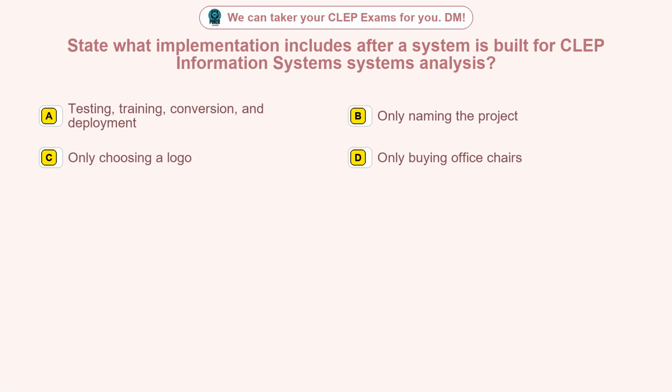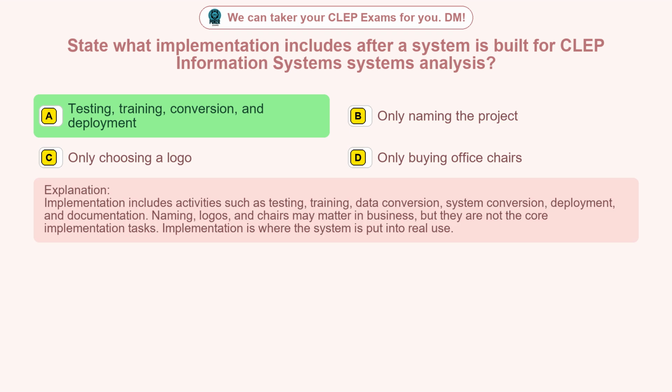Question 74. State what implementation includes after a system is built for CLEP Information Systems analysis? Option A, testing, training, conversion, and deployment. Option B, only naming the project. Option C, only choosing a logo. Option D, only buying office chairs. The correct answer is option A, testing, training, conversion, and deployment.